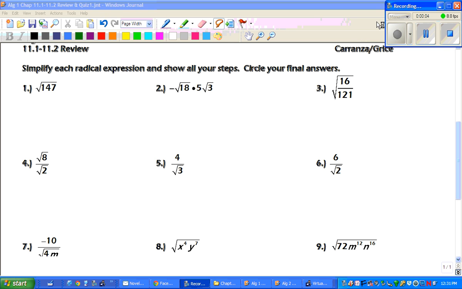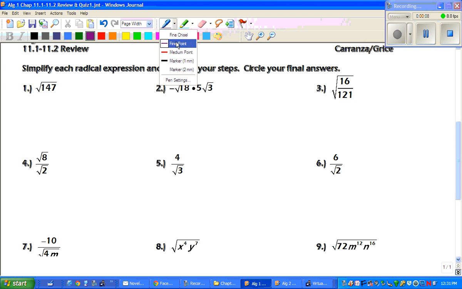Hey guys, this is Mr. Grice for Algebra 1, Chapter 11.1, 11.2 Review. It says to simplify each radical expression and show all of your steps and circle your final answer.